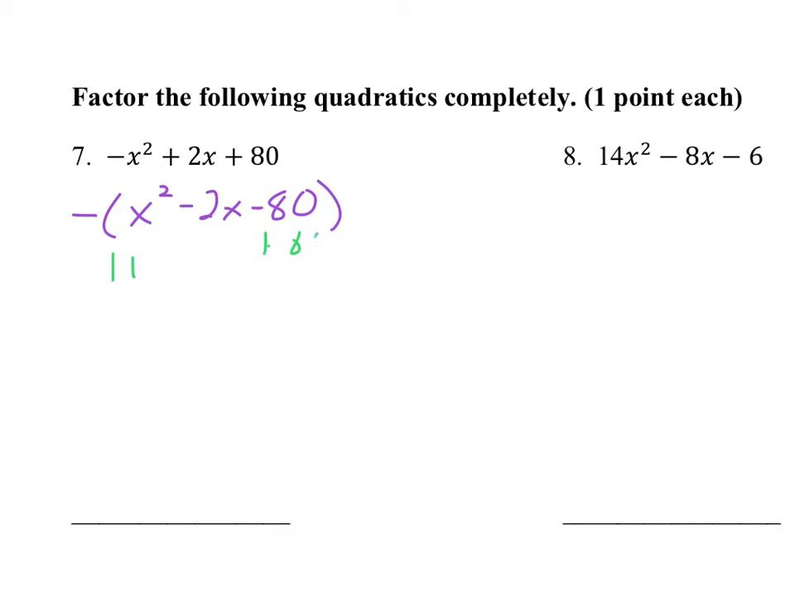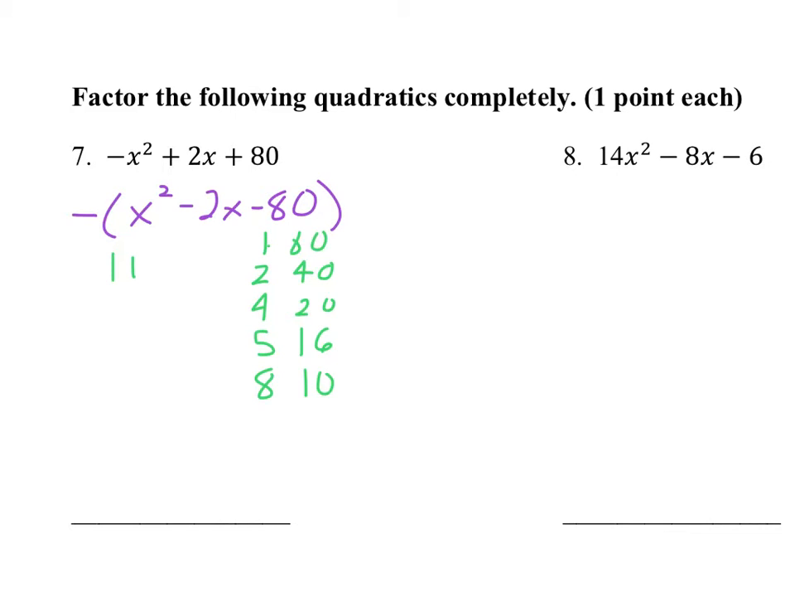So 1 and 80, 2 and 40, 3 doesn't work, 4 and 20, let's see, 5, and that would be 16, 6 does not work. 7, of course, doesn't work. 8 and 10, and that would be it.